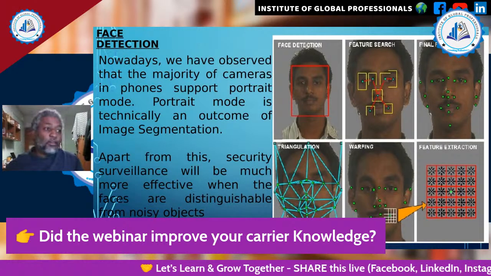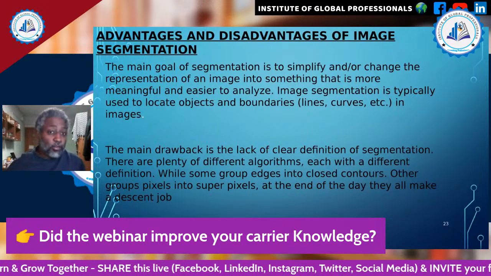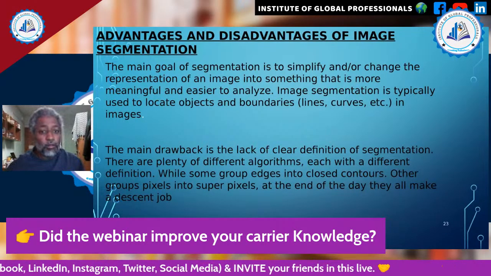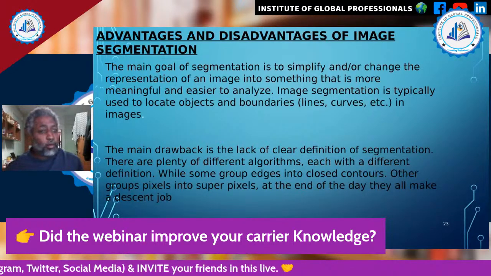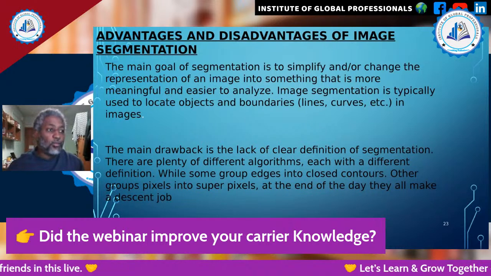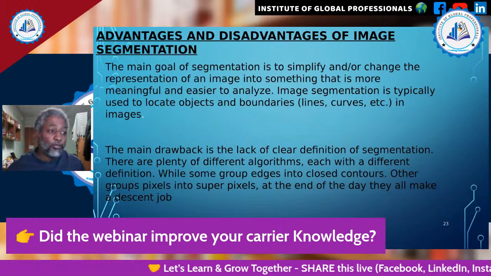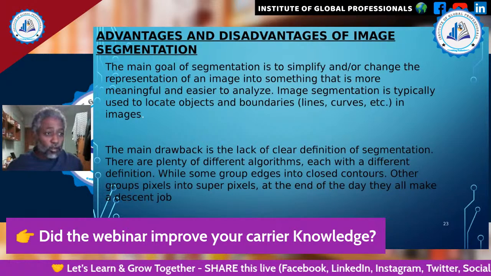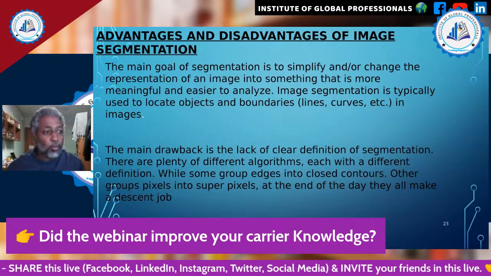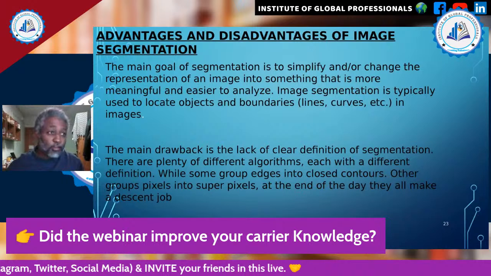Okay, now the advantages and disadvantages of image segmentation. Well, I believe there is just one. The most important is the main goal of segmentation is to simplify or change the presentation of an image into something that is meaningful and easier to analyze. This segmentation is typically used to locate objects and boundaries, which includes lines, curves, etc. in images. That is the main advantage.